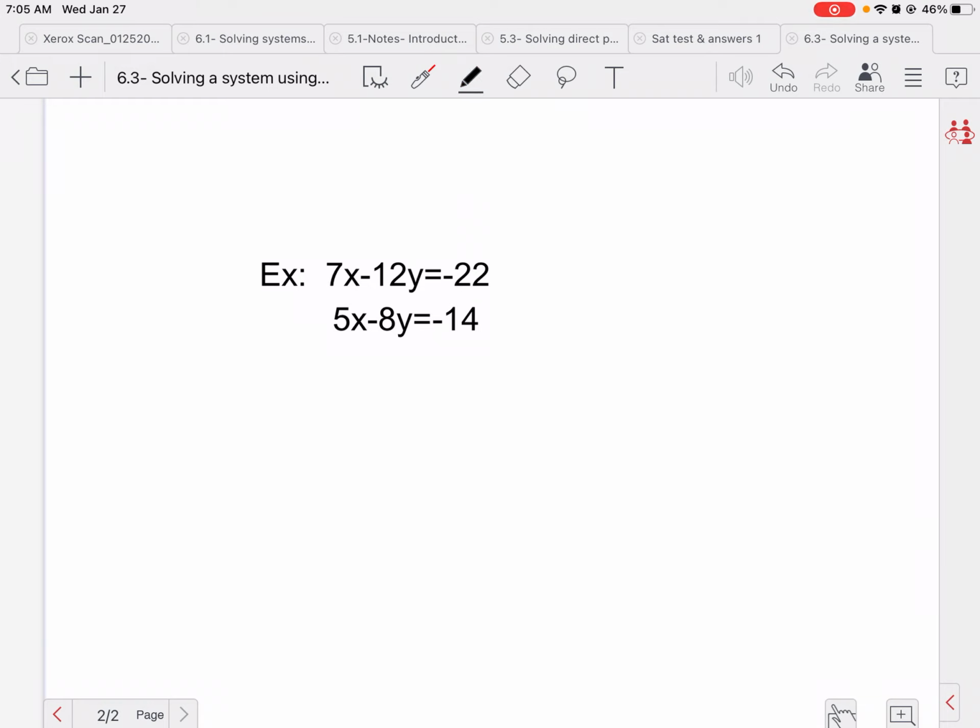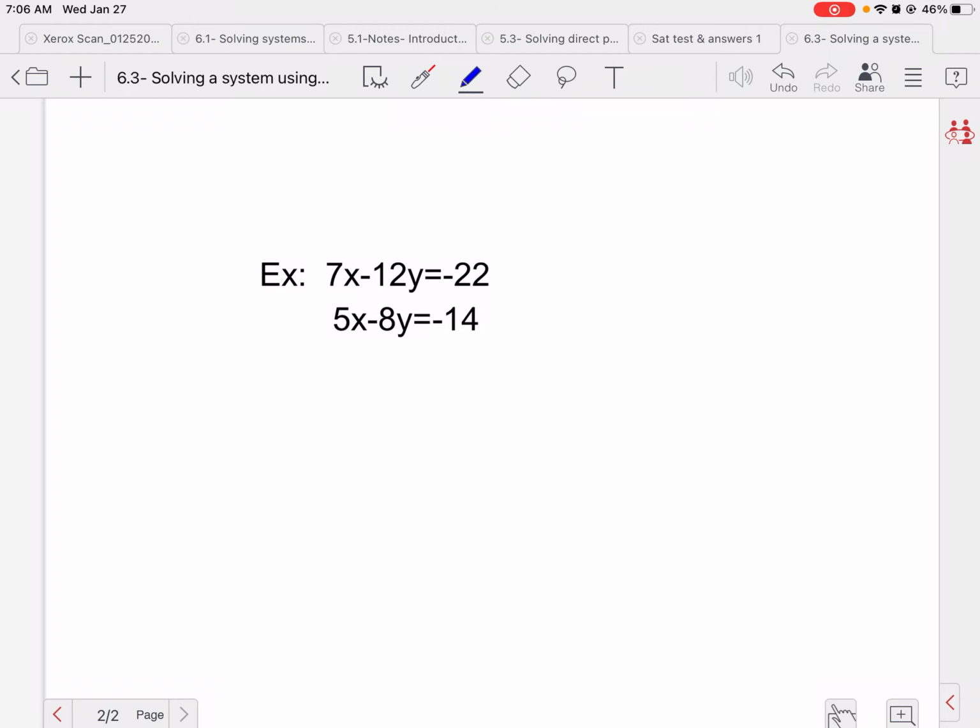So we are going to go ahead and pick a variable to cancel. There's not a super easy variable to cancel because to make 7 and 5 look like each other, we have to multiply by 5 and -7. To make 12 and 8 look like each other, you got to multiply to get 24. So what I'm going to do is we're just going to decide to cancel x. Again, you can decide to cancel y, it doesn't matter.